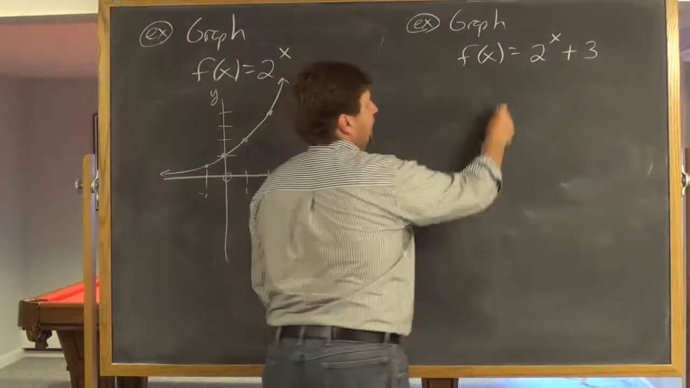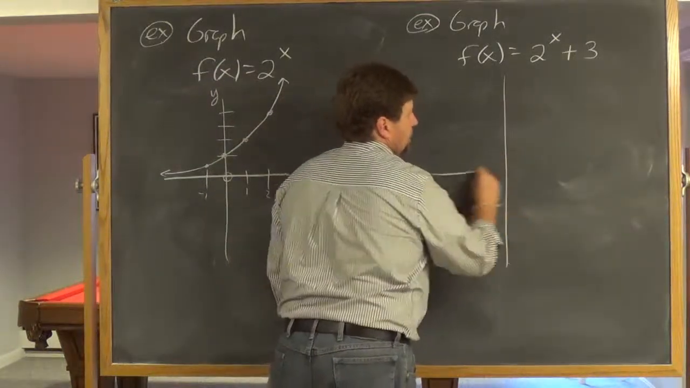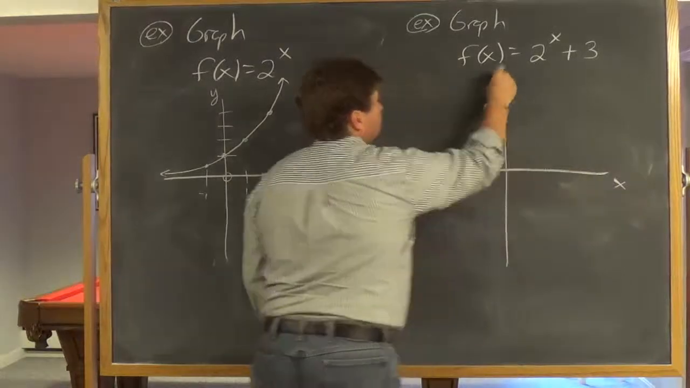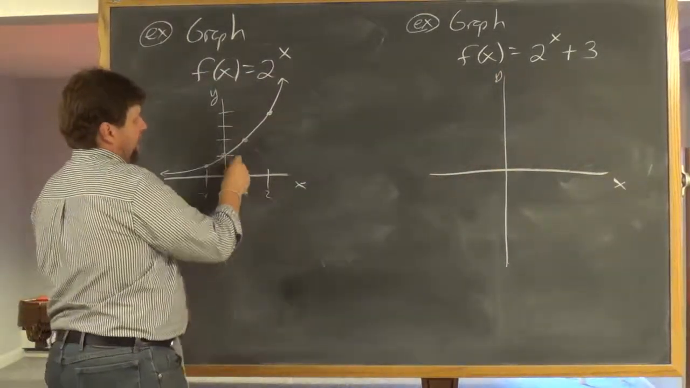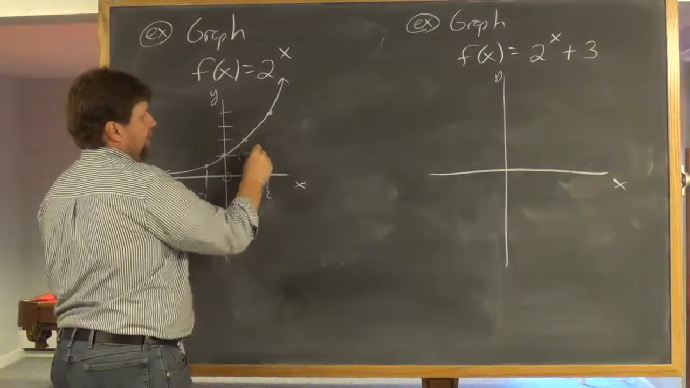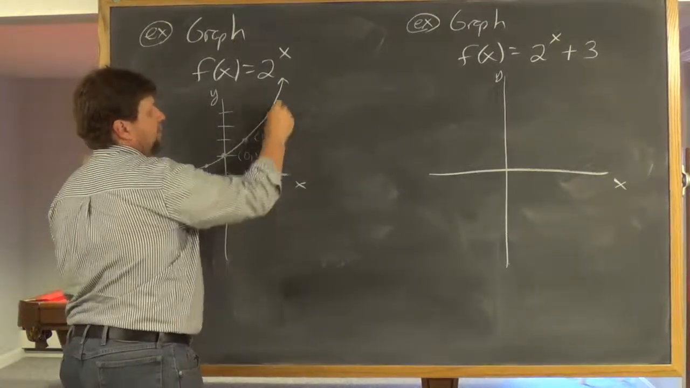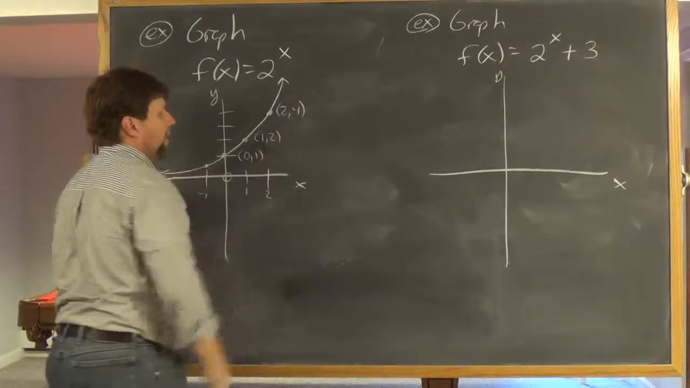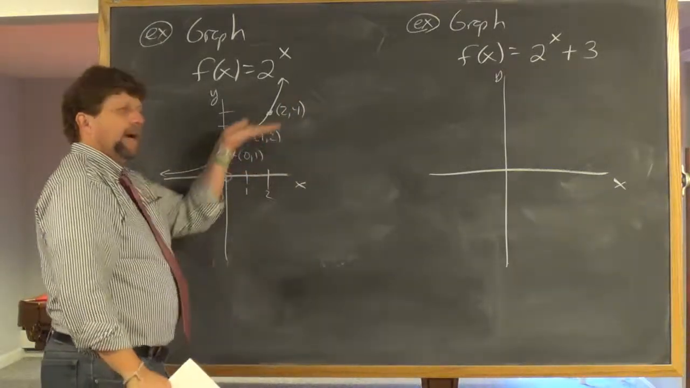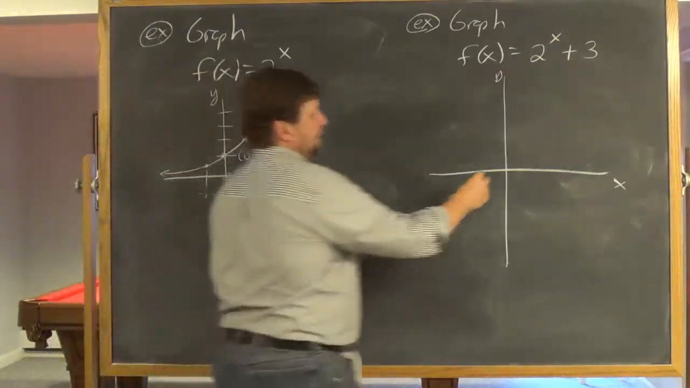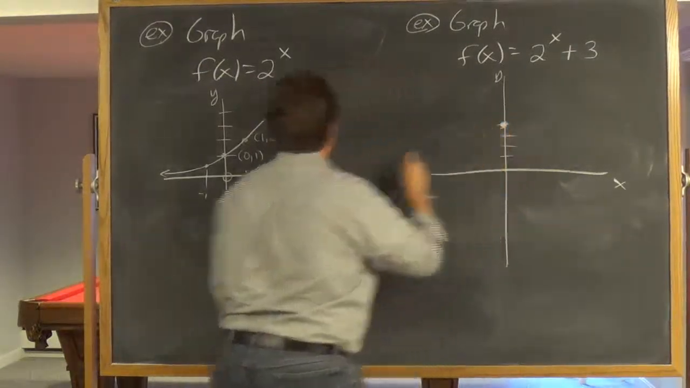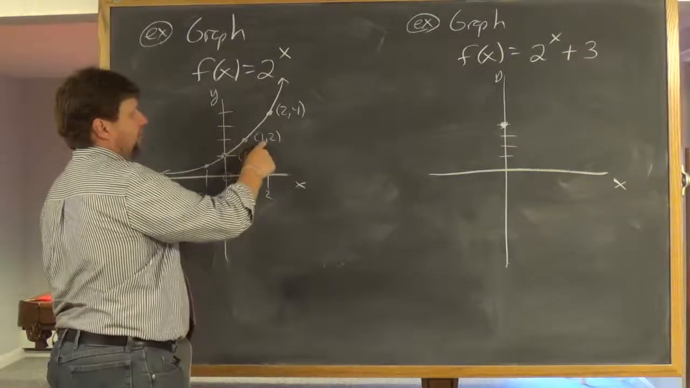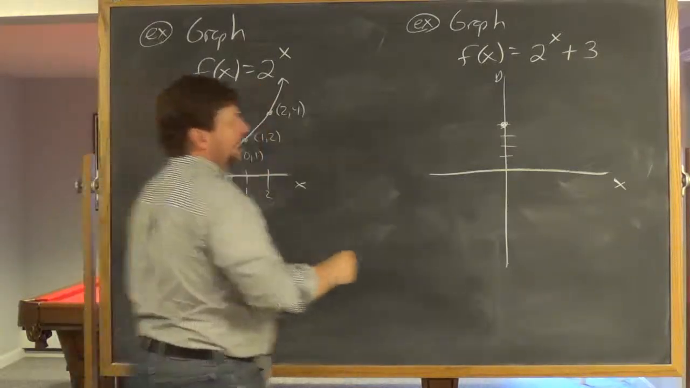And if I do that, it's easy for me to just follow where these points would end up going. I mean, remember that's the point 0, 1, that's the point 1, 2, that's the point 2, 4. So if I just shift those points up 3 units, well, I'd be at 0, 4. This point will come up to 0, 4. That will go up to 1, 5.